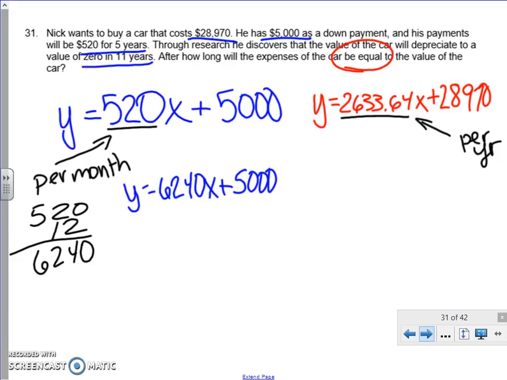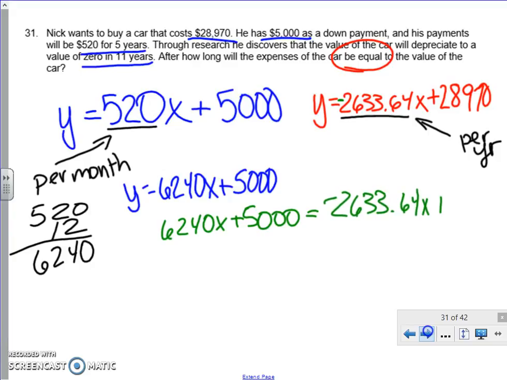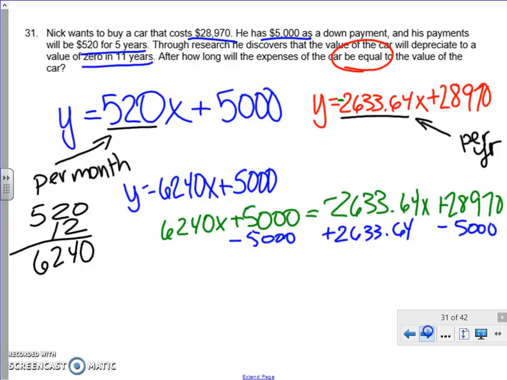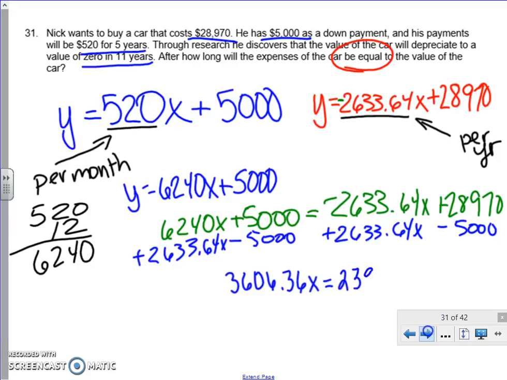We're now going to set the equations equal. I have 6240x plus 5,000 equals, and this should be a negative 2633.64x plus 28,970. Now we're going to go ahead and subtract 5,000 from both sides. And we're going to add 2633.64x to both sides. And when I do that, I end up with 3,606.36x equals 23,970.